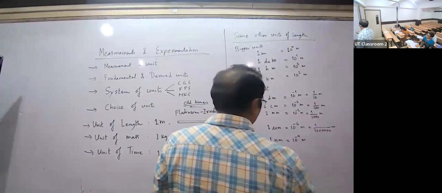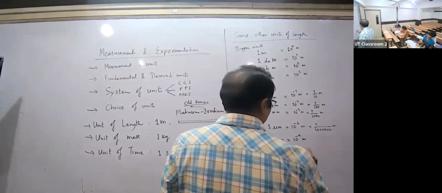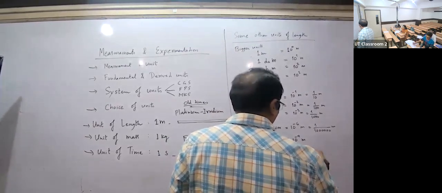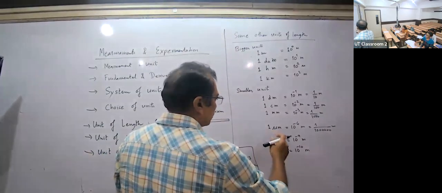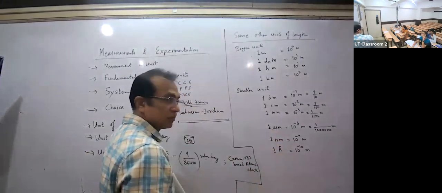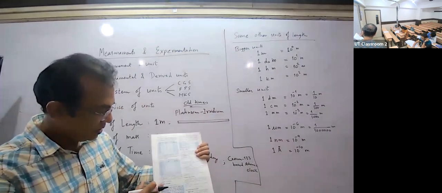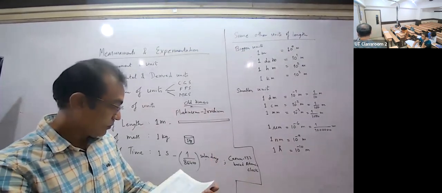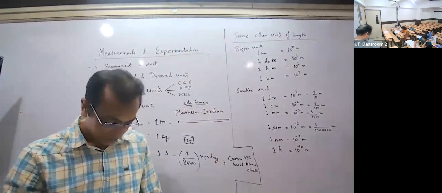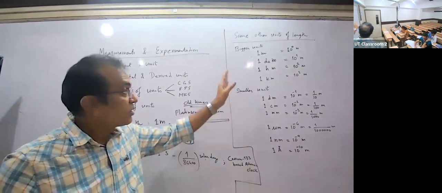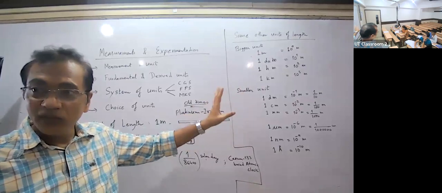Likewise, you have 1 angstrom. This is 10 raised to minus 10. These are all smaller units: micro, nano, angstrom. It's all given in this table. Then these are all in the powers of 10. So everything in the power of 10 is the decimal system or metric system.